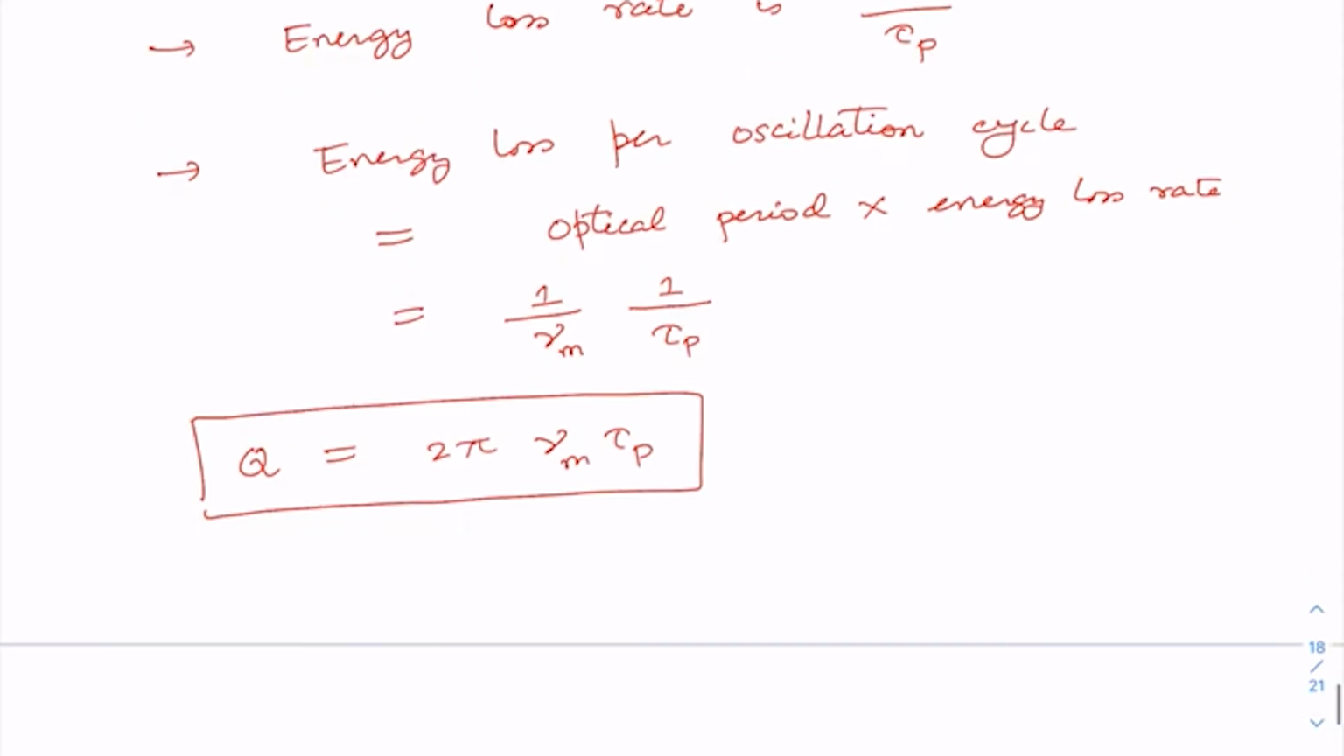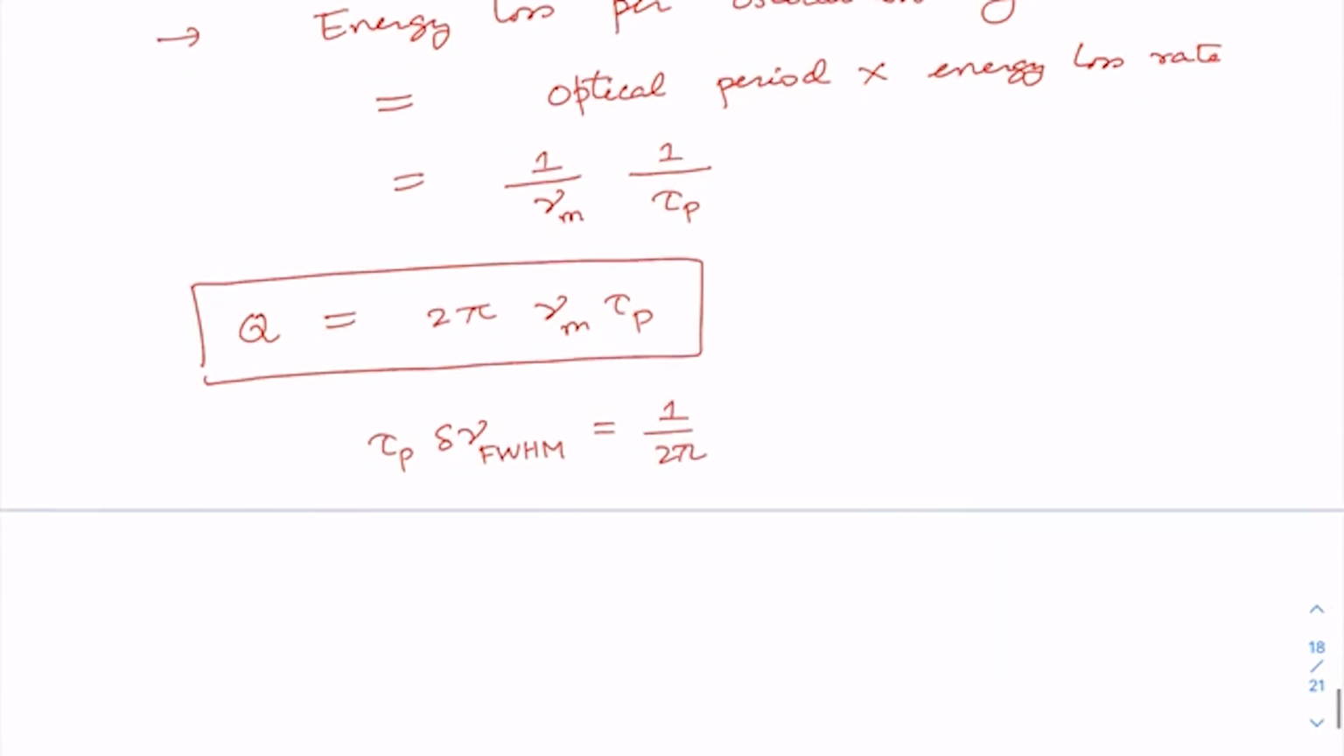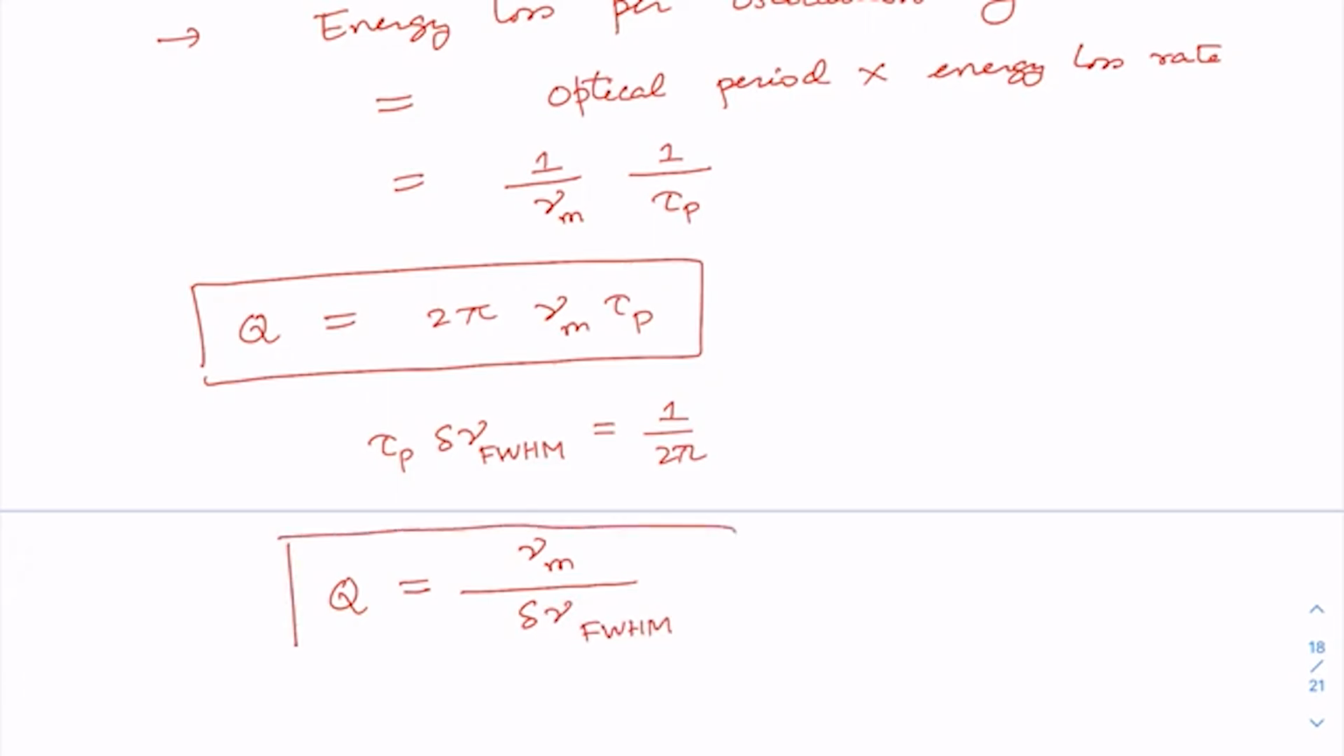So this is the expression for the quality factor. Now, due to the relation that we had earlier, the uncertainty relation, that tau p times delta nu, the full width at half maximum, is equal to 1 by 2 pi, clearly we can write that the quality factor is equal to the resonance frequency divided by the full width at half maximum.